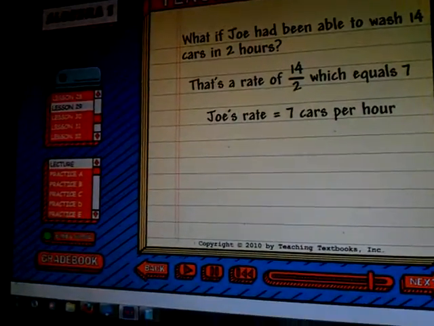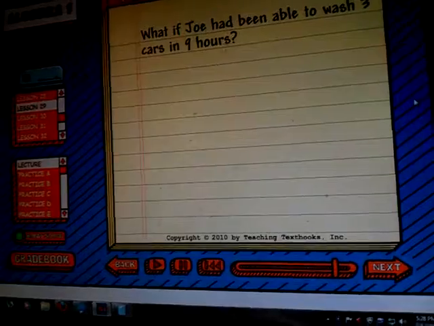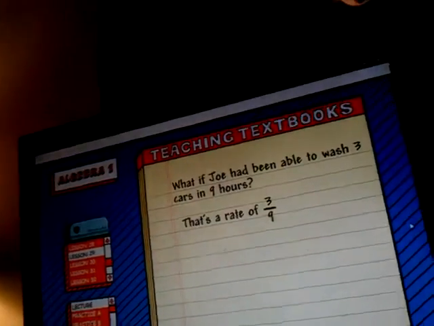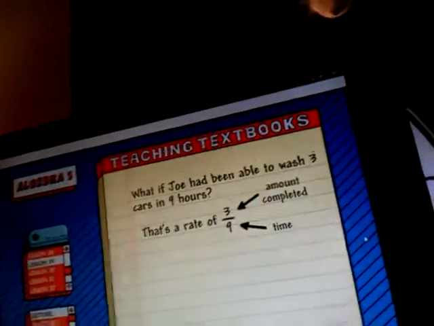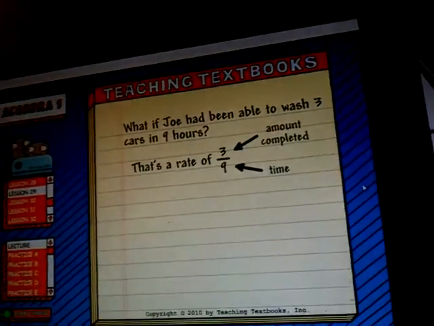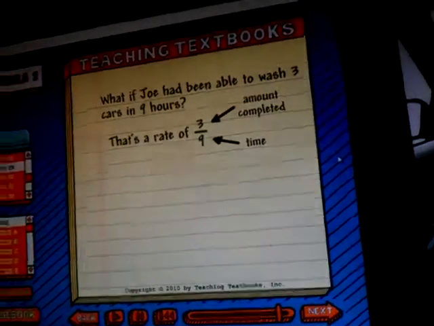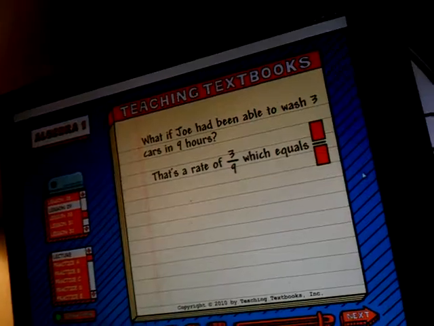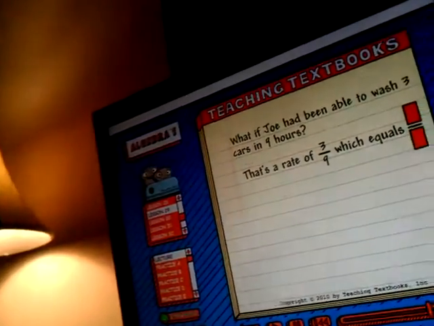Now what if Joe had only been able to wash 3 cars in 9 hours? What if that had been the information given in the problem? Well, then his rate would have been 3 divided by 9. The amount completed, which is 3, divided by the time it took. And then that's a fraction, but it will reduce. What is 3/9 reduced to?